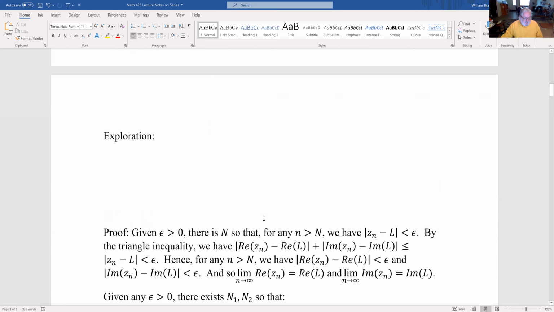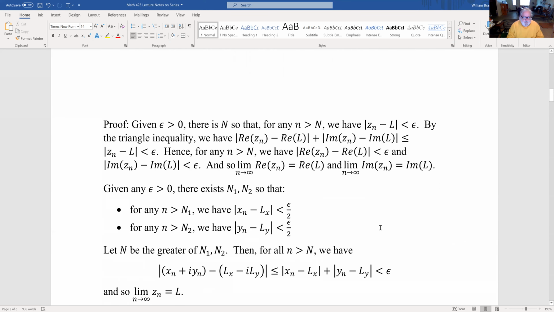And so that's what the exploration was going to be. So the proof: given epsilon greater than 0, there's an N so that if n is bigger than N, the modulus of Zn minus L is less than epsilon. But we can use the triangle inequality to show that the real parts and the imaginary parts also have to be less than epsilon, and so we have the convergence.